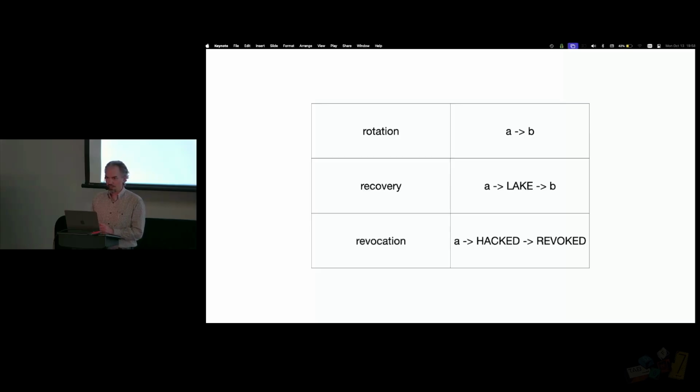So rotation is when you have key A and you want to get to key B, and there's some process that you can invoke with your contacts to get from A to B. Recovery is when you had key A and you lost it completely, dropped in a lake, and now you want to get to key B, and again you use some kind of rotation, but you don't have key A to sign anymore, and that procedure is going to be a little different.